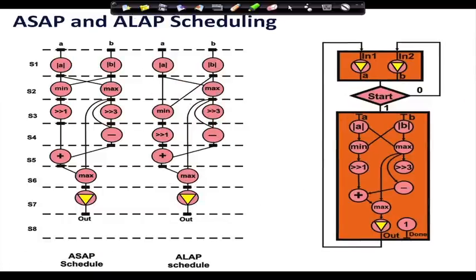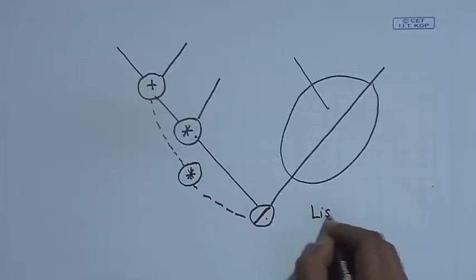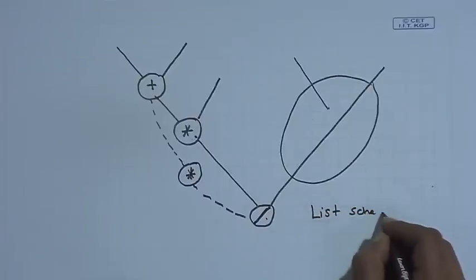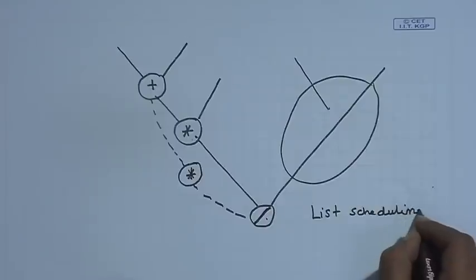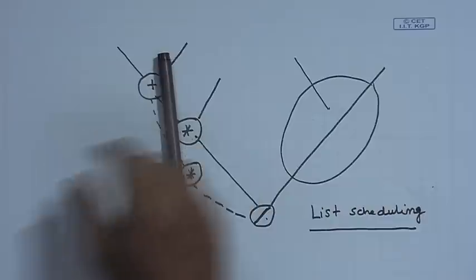Now, given this, we can come to resource constraint scheduling. Suppose now I have got some resources, resource constraints already given to me. So, for that, this algorithm is also known in the literature as the list scheduling algorithm.